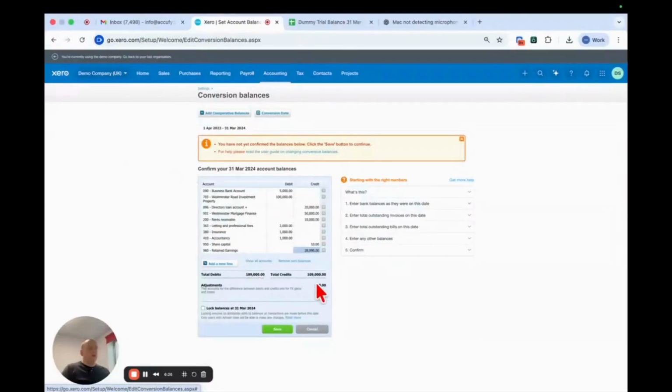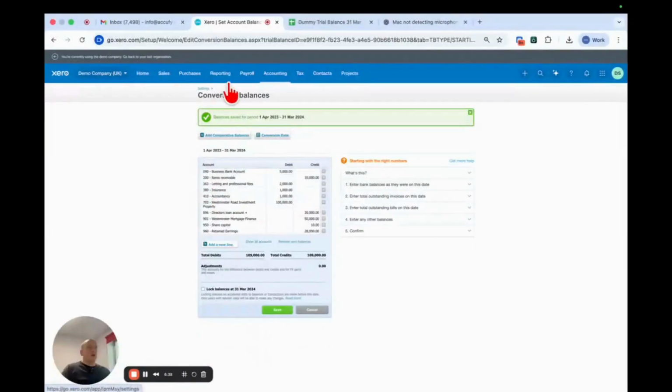Cool, and we can check here adjustments. You can see they both add up, so that's going to work perfectly. So we can just click save now, and that will save them. What we can do now is just to check it worked.